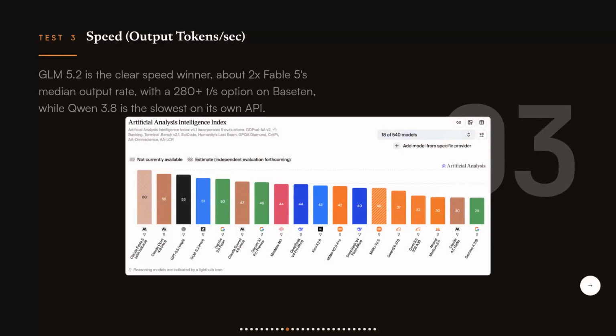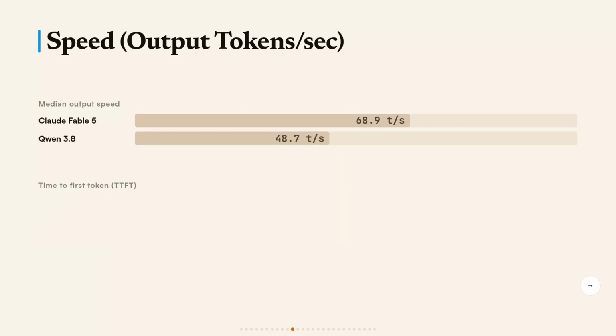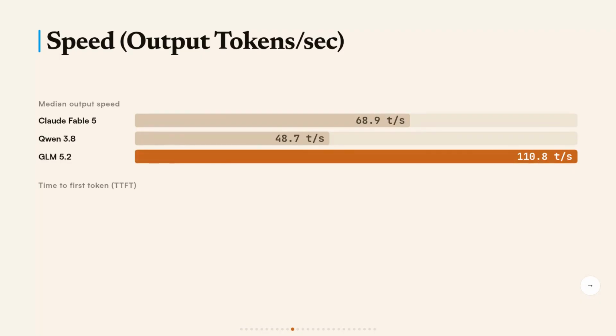Winning a benchmark doesn't help if you're staring at a loading spinner between every response. GLM 5.2's median output speed is 110.8 tokens per second against Fable 5's 68.9 and Qwen 3.8's 48.7. That's roughly 1.6 times faster than Fable 5. Time to first token is where it gets ugly for Fable 5. GLM 5.2 answers in about 1.38 seconds. Qwen 3.8 takes 2.75. Fable 5, running max effort thinking, takes around 83 seconds before it says anything.